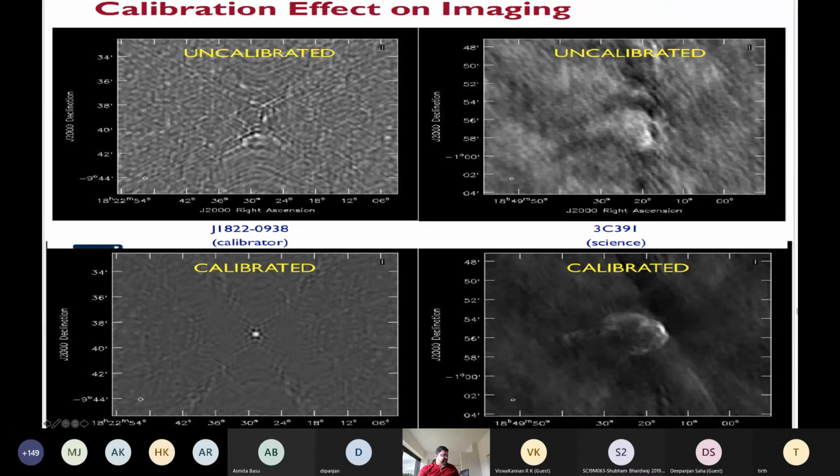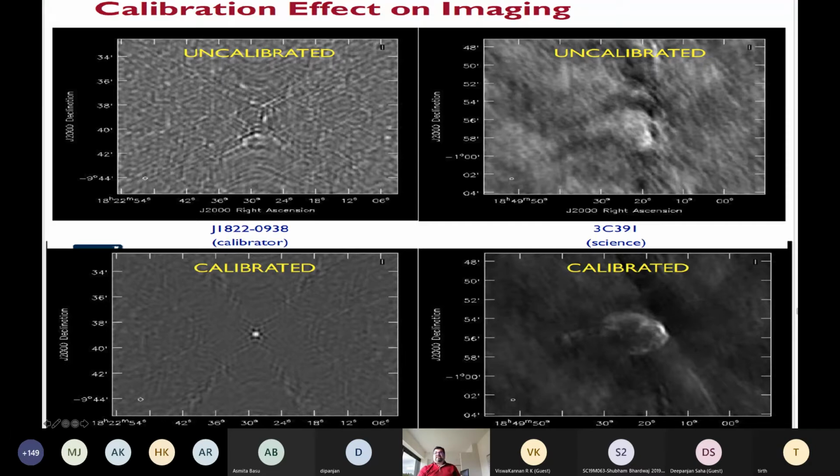So just to show you the effect, because I'm not doing very great with time, this is what happens with the uncalibrated data, and this is what happens with a little bit more calibration. This is a point or compact source, the uncalibrated version versus the calibrated version. You can see the source has been reconstructed much better by this imaging and deconvolution as well as the calibration steps that followed.